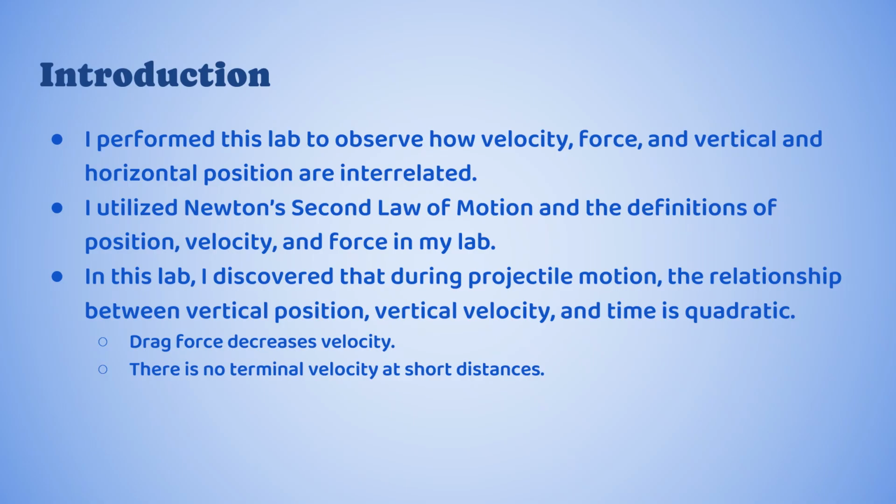To find this out, I utilized Newton's second law of motion, which is sigma F equals ma, or the sum of all forces is equal to mass times acceleration, and the definitions of position, velocity, and force in my lab. In this lab, I also discovered that during projectile motion, the relationship between vertical position, vertical velocity, and time is quadratic, meaning that as an object moves along a path with two dimensions, time is squared. Also, drag force decreases velocity, and there's no terminal velocity at short distances, such as the one shown in this experiment.